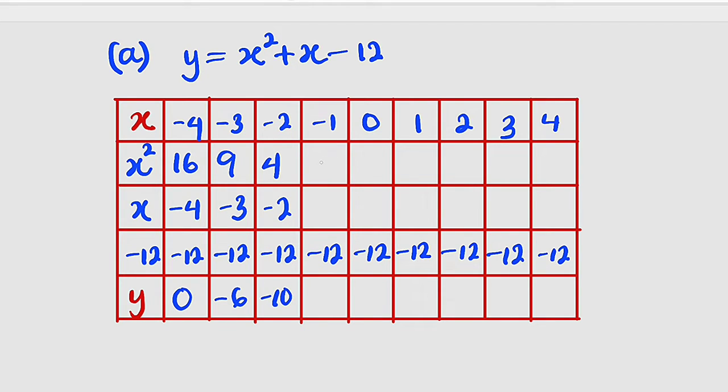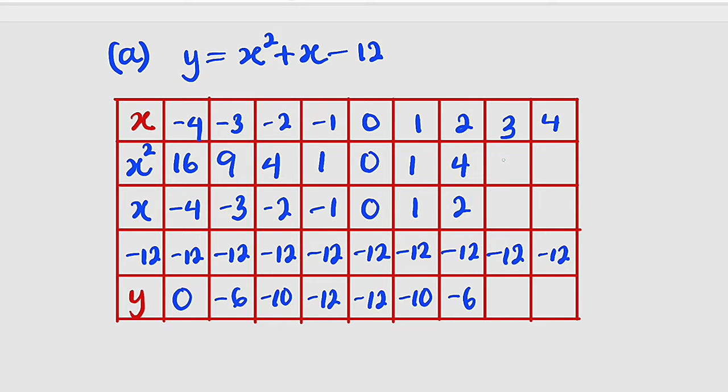Then when x is -1, -1 squared is 1. Then this is -1. 1 minus 1 is 0. 0 minus 12 is -12. Then when x is 0, 0 squared is 0. This is also 0. 0 plus 0 is 0. Minus 12 is -12. Then when x is 1, 1 squared is 1. This is 1. 1 plus 1 is 2. And 2 minus 12 is -10. So this is -10. When x is 2, 2 squared is 4. Then this is 2. 2 plus 4 is 6. And 6 minus 12 is -6.